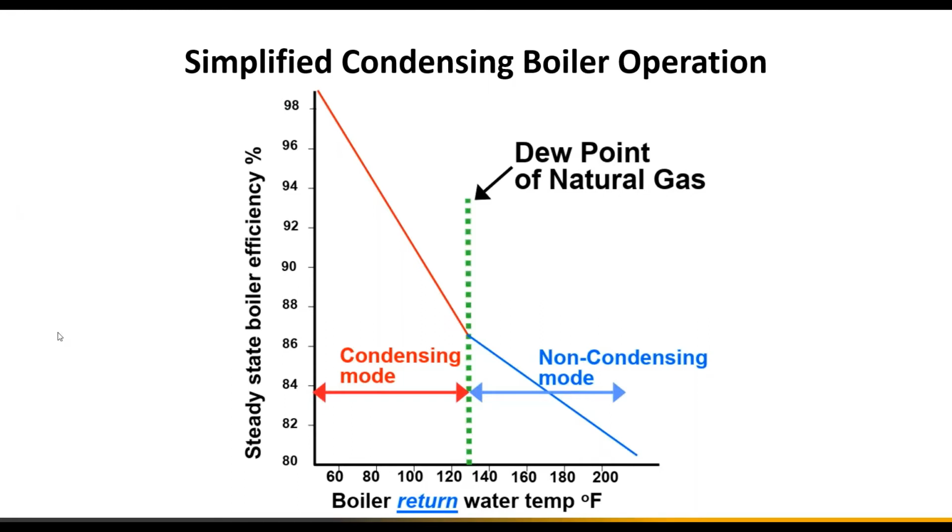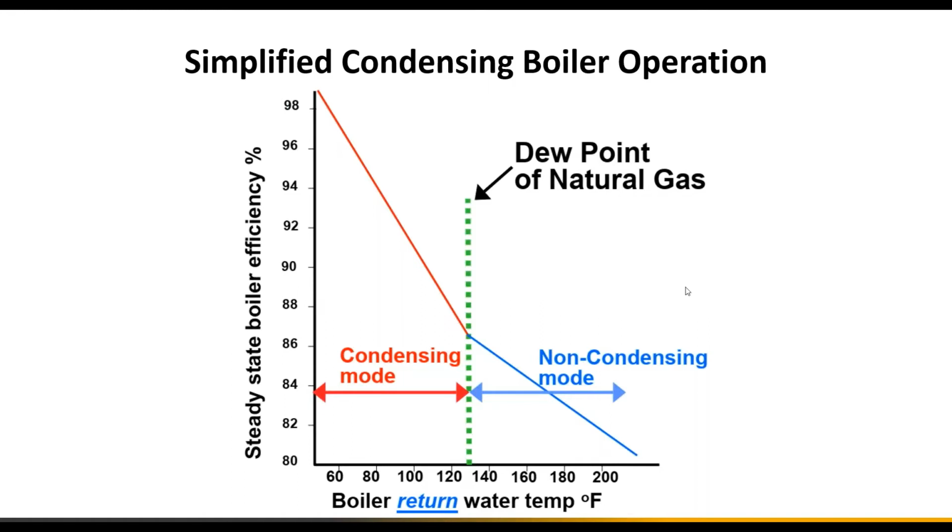Return temperature at 130 or less, we now definitely can have a boiler start condensing, flue gases condensing on the flue side within the boiler, and us then reclaiming some of the thermal energy that would normally go up the chimney. So this 130 is a critical number to keep in mind.